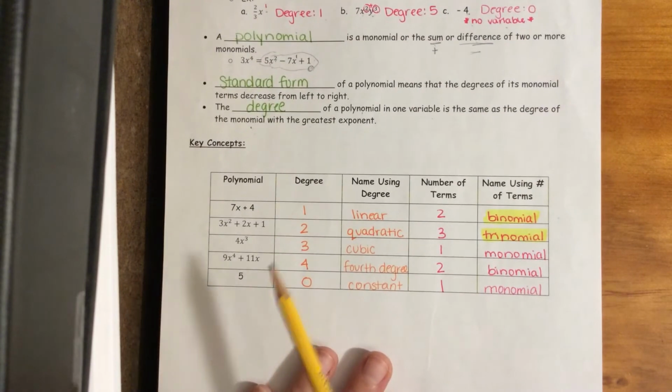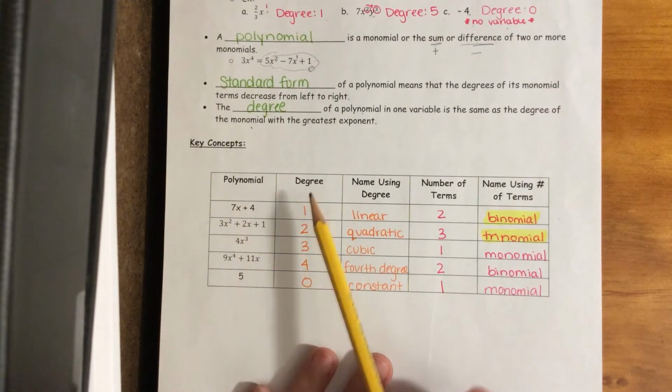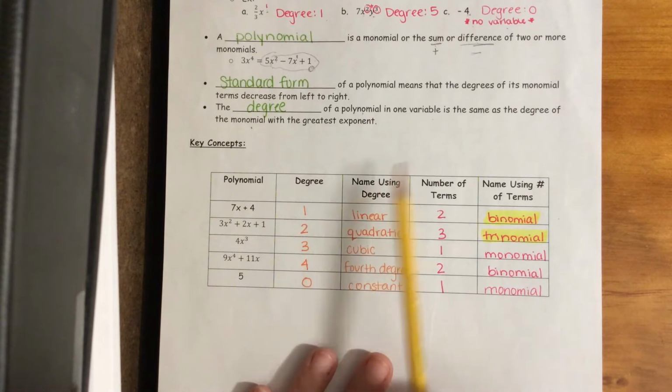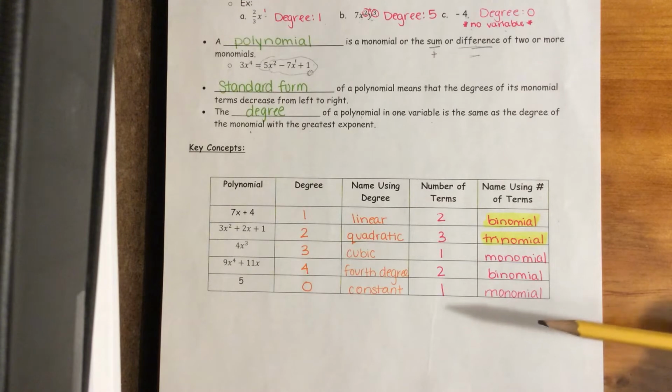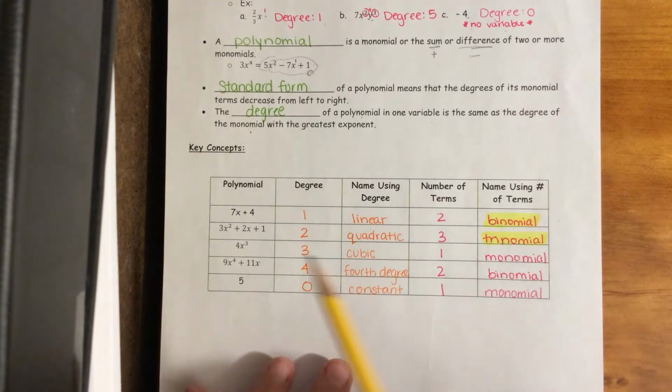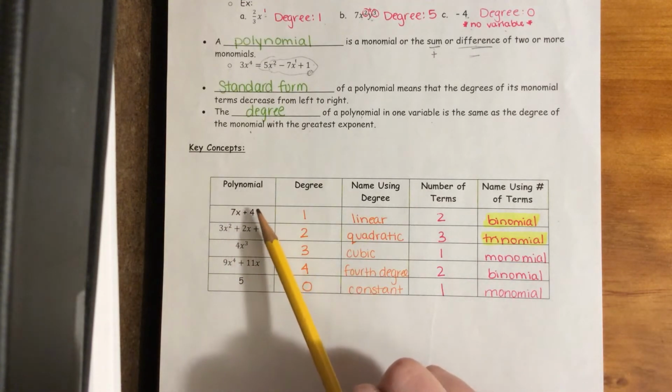In the table at the bottom, we have our different types of polynomials. We're talking about degrees. We're going to name them. We're talking about the number of terms that they have. And then we're going to name them using the number of terms they have as well. So let's go through this one by one. These are the different types of polynomials we have.